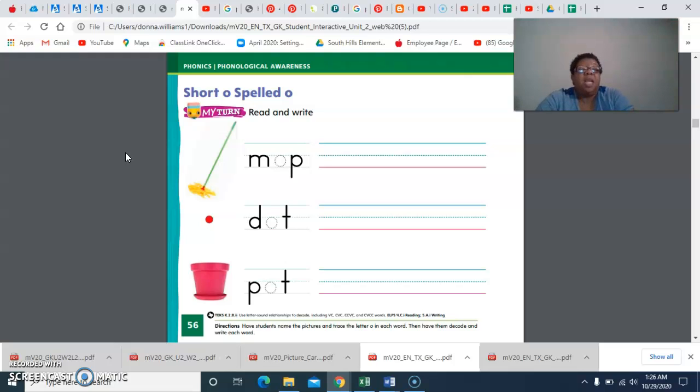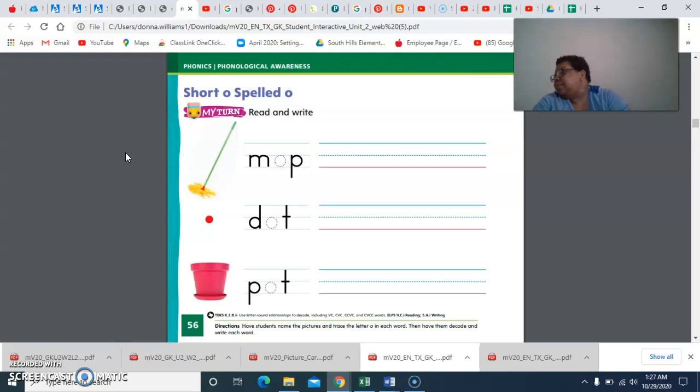Next word. Log. Make sure you're listening carefully. Say the word to yourself. Listen for the sounds that you hear when you say the word. And these are CVC words, so there's only 3 letters, and O will be in the middle. So see if you can get all 3 letters.